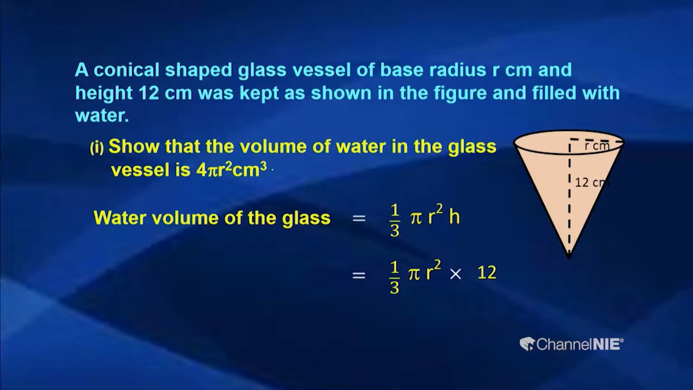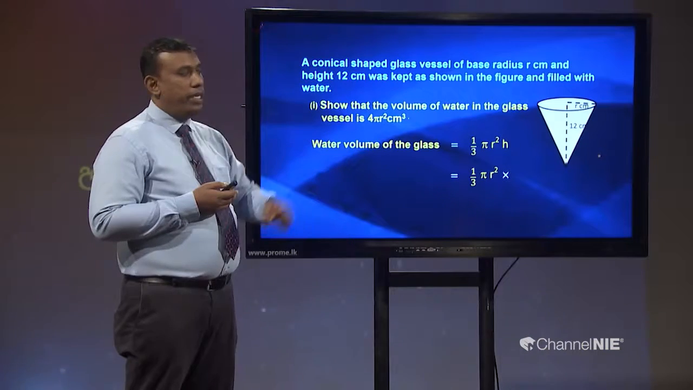What is the height of this cone? It is 12 centimeter, right. Now here the pi value we know that, right. Normally we take that value as 22 over 7, sometimes we take the decimal value as 3.14 anyway, but here they do not ask for that value. Why? In the answer they ask us to show 4 pi r squared, then pi is there.